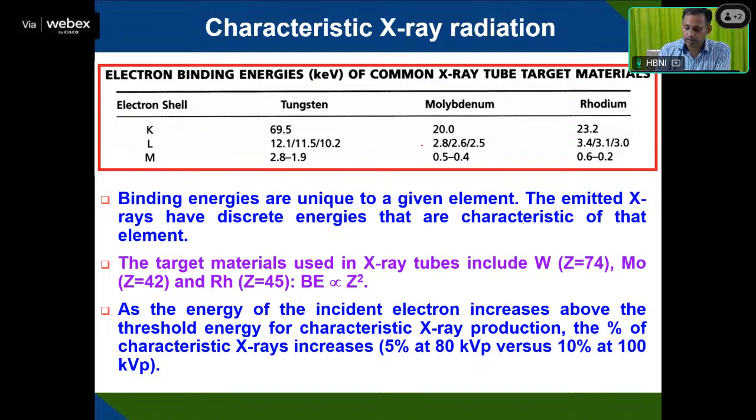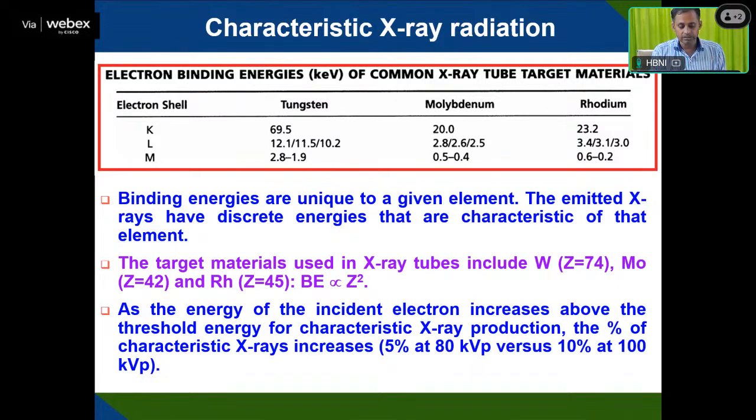For example, if you see tungsten, these are the electron binding energies of common X-ray tube materials. X-ray tubes use tungsten, molybdenum, rhodium. They are used in the common X-ray tube. So for whatever X-ray is coming from the material, the K alpha, K beta will correspond to that particular material.